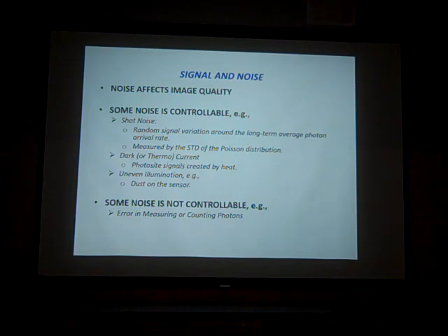Dark thermal current is another controllable form of noise. What happens here is that heat triggers photons. It establishes a current that will fire a photosite, much like a photon coming in from your deep sky object. Where's this heat come from? Well, it comes from outside temperature, or it comes from heat generated by the electronics.